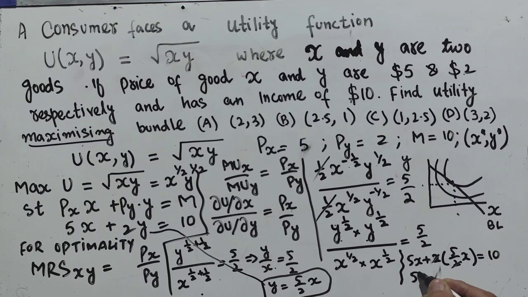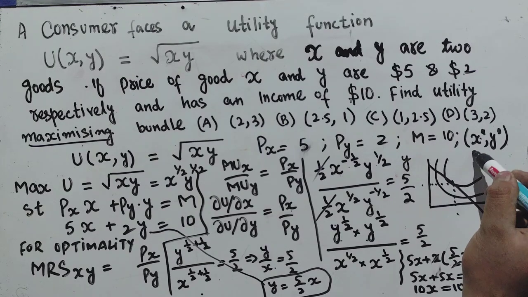So we get 5x plus 5x is equal to 10, which implies 10x is equal to 10. Dividing both sides by 10, x is equal to 1. x will be equal to 1. So at the optimum, the consumer will choose x star is 1.